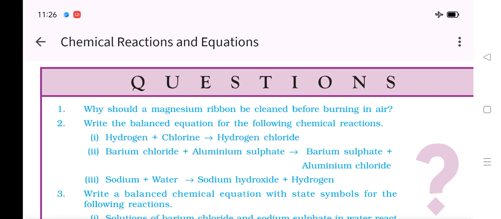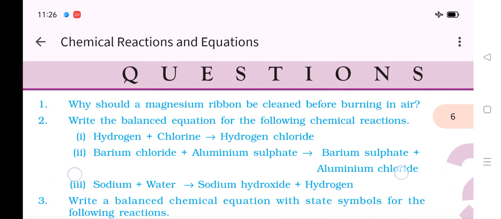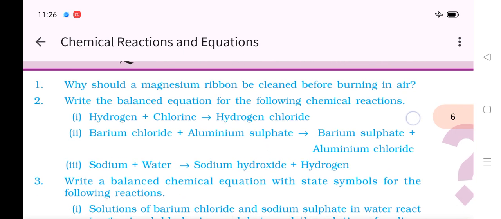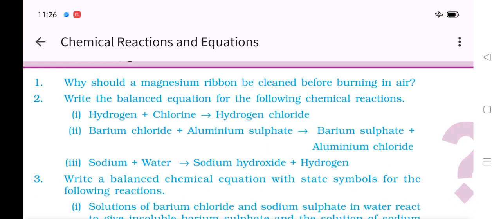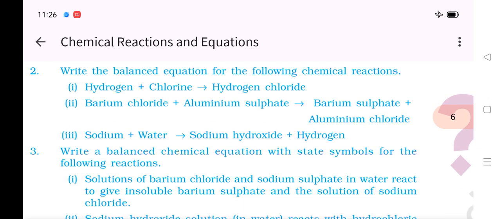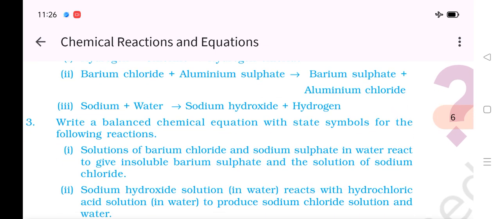Now questions. Why should a magnesium ribbon be cleaned before burning in air? Second question, write the balanced equation for the following chemical reactions. First one, hydrogen plus chlorine gives rise to hydrogen chloride. Second one, barium chloride plus aluminum sulfate gives rise to barium sulfate plus aluminum chloride. Third one, sodium plus water gives rise to sodium hydroxide plus hydrogen.